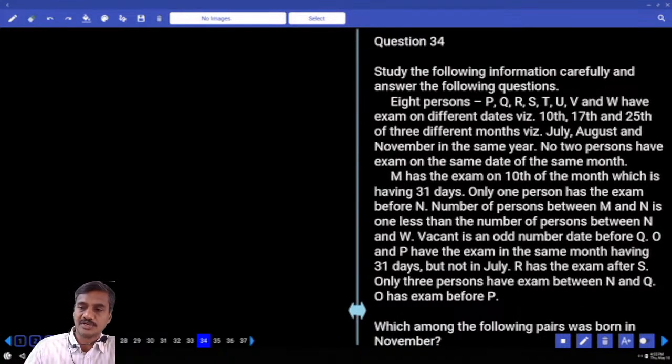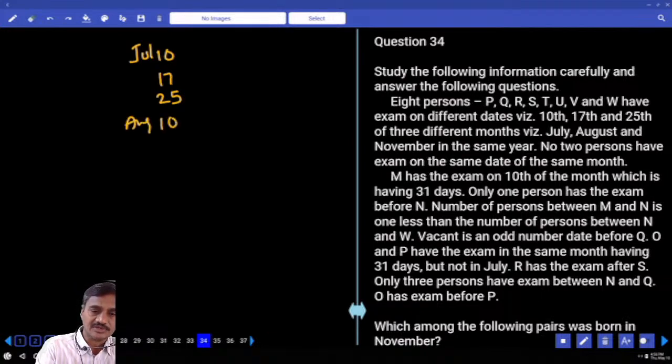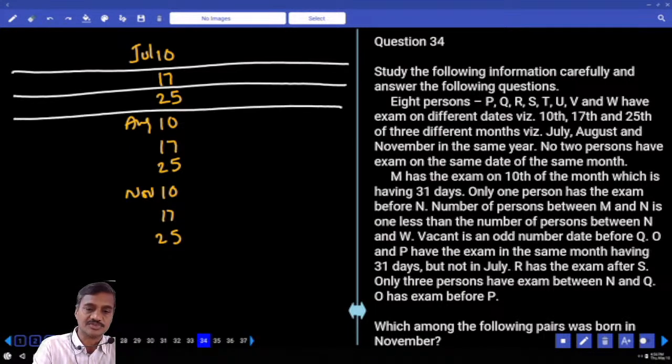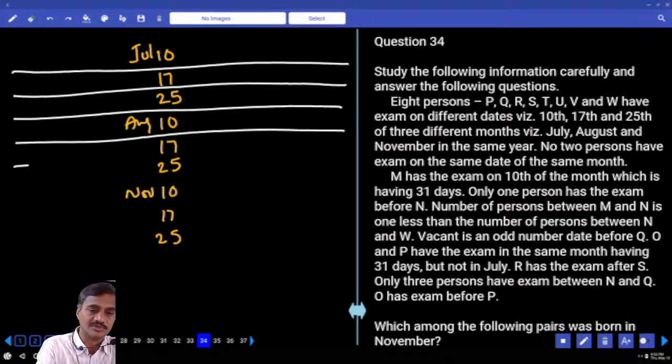Now tell me what are the months we have? July, August and November. July 10th, isn't it? Next one is 17 and 25. July 10, 17, 25. Then next one August 10, 17, 25. And next one November 10, 17 and 20. Now these are the 9 dates we have. Now 8 persons have examinations on these 9 different days, July, August and November.